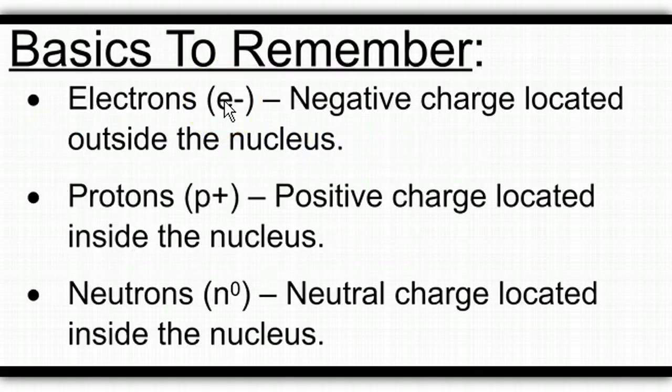Some basics to remember: electrons are negative, and they're located outside of the nucleus. We represent electrons with an e negative because it has a negative charge. Protons are located inside the nucleus, and we represent them as p plus because protons have a positive charge. And then neutrons are neutral and located inside the nucleus, so we represent them with an n with a 0, the 0 representing neutral.